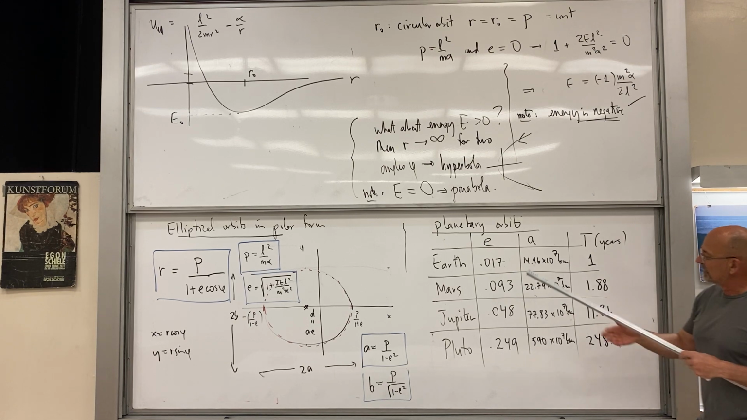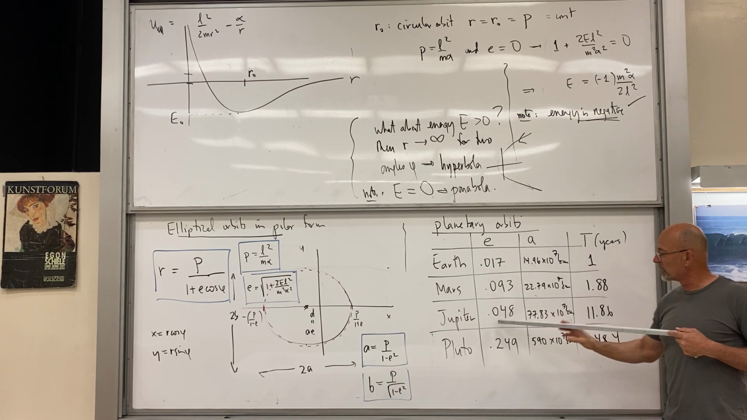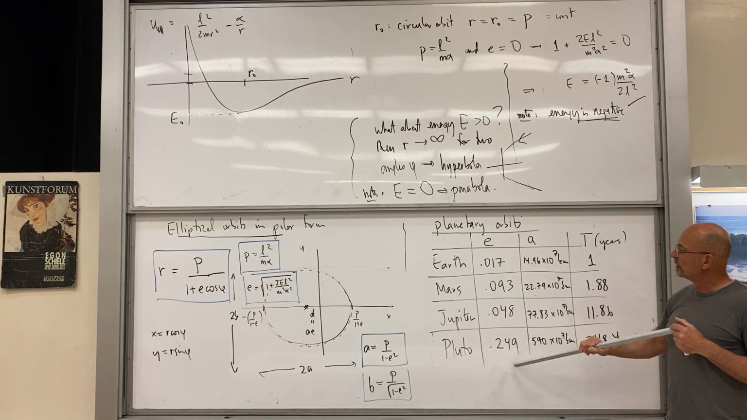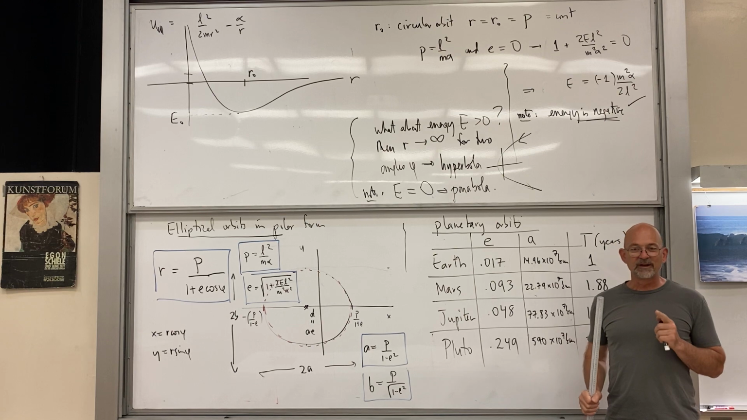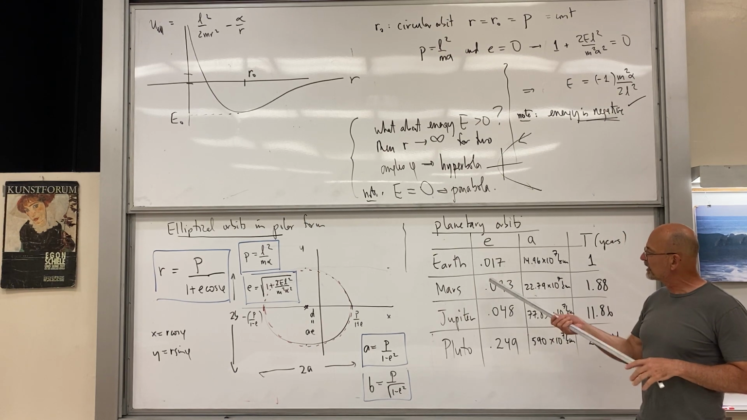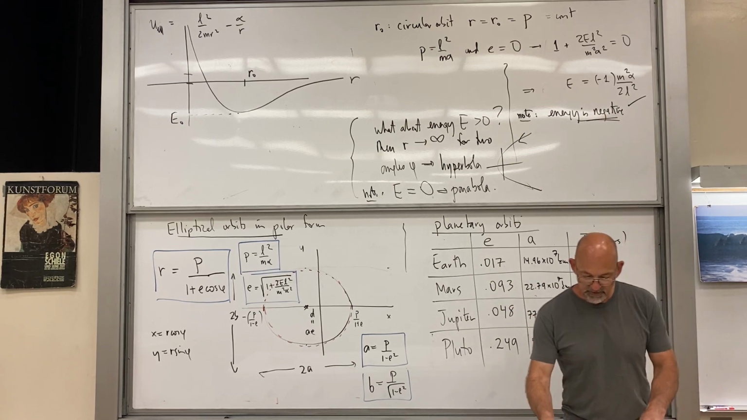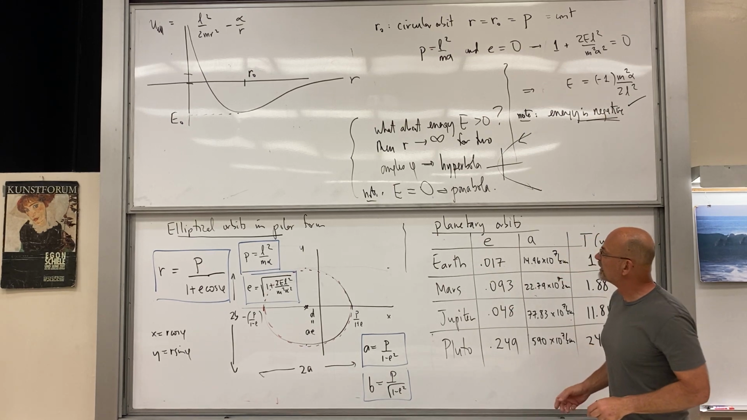So what you can see, eccentricity is very small everywhere except for Pluto. The next topic we're doing is circular and nearly circular orbits. And you can see nearly circular will be a very good approximation, and we'll get some interesting results in that discussion.